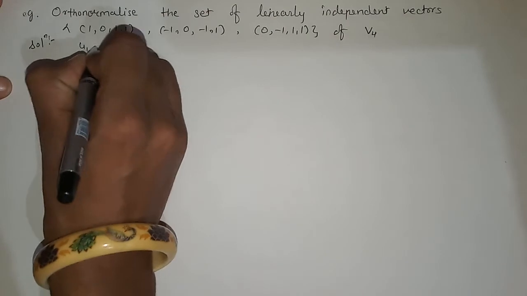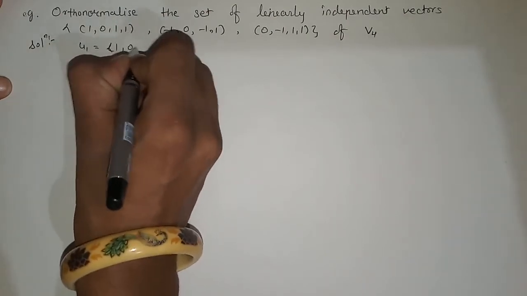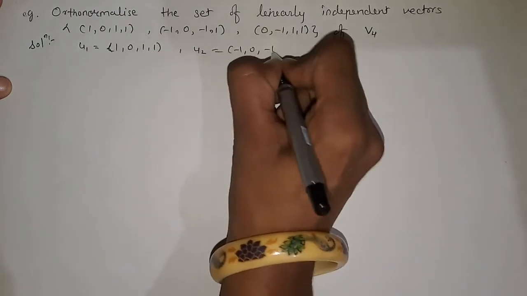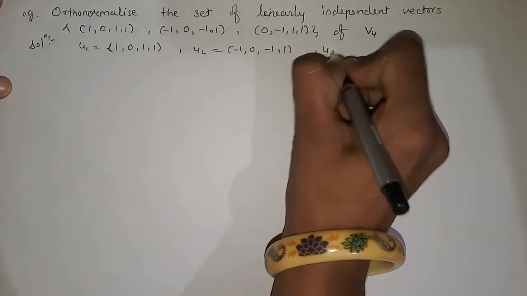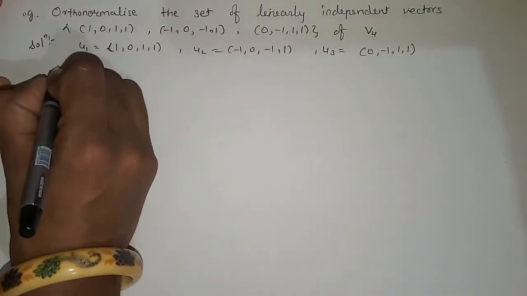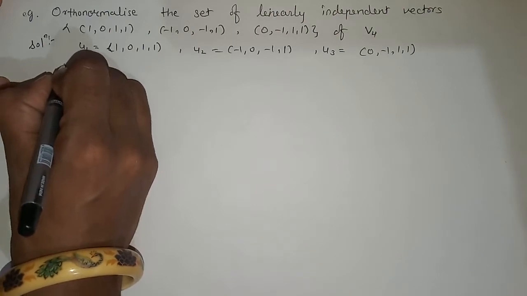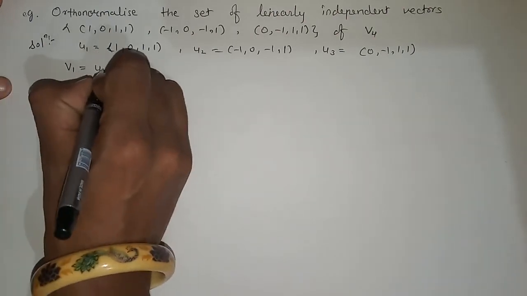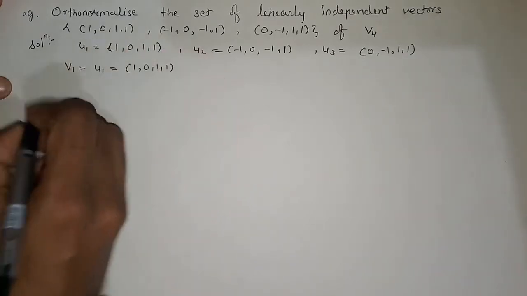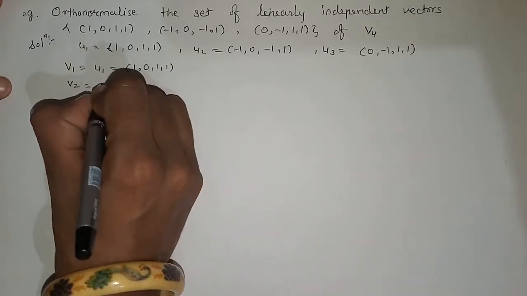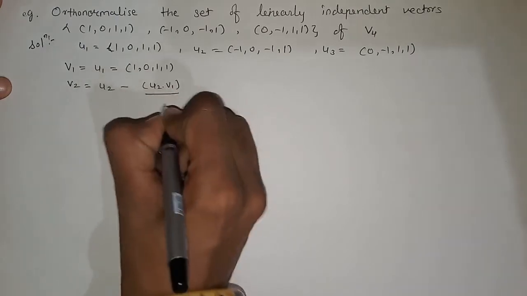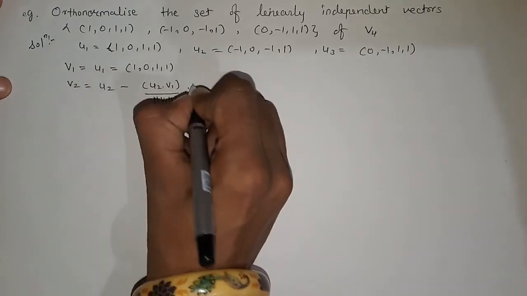So we have U1 as (1, 0, 1, 1), U2 as (-1, 0, -1, 1), U3 as (0, -1, 1, 1). Now we have to calculate V1, V2 and V3. So we know that V1 is nothing but U1 only. So V1 is equal to U1, which is (1, 0, 1, 1). Now V2 is equal to U2 minus the inner product of U2 and V1 upon the norm of V1 squared, into V1.